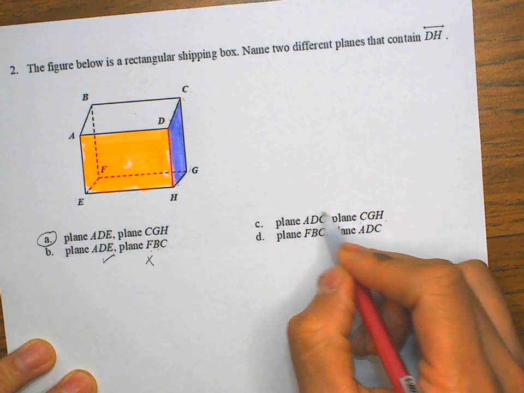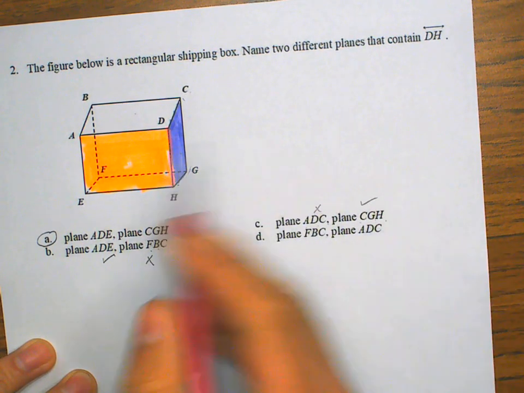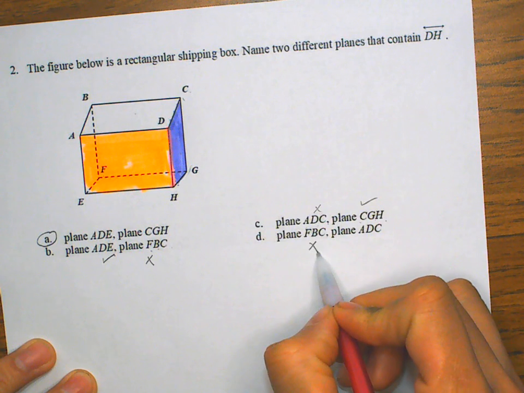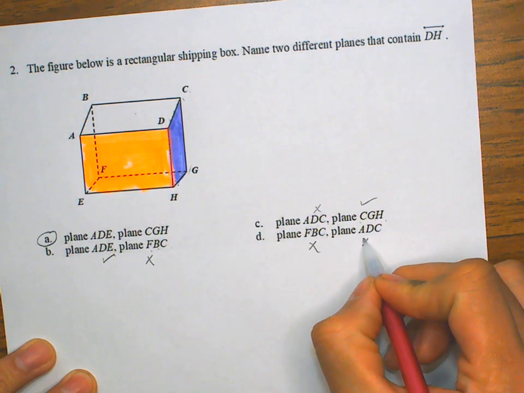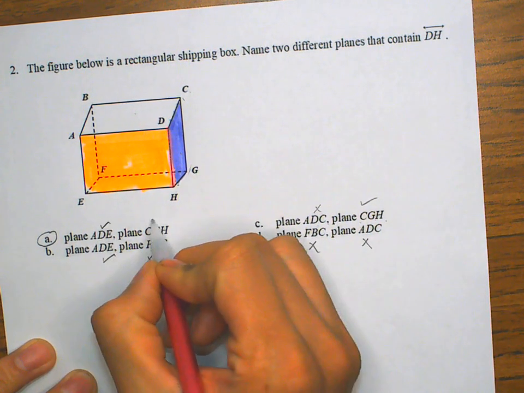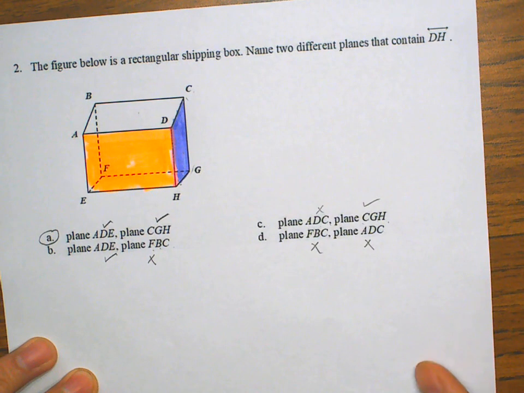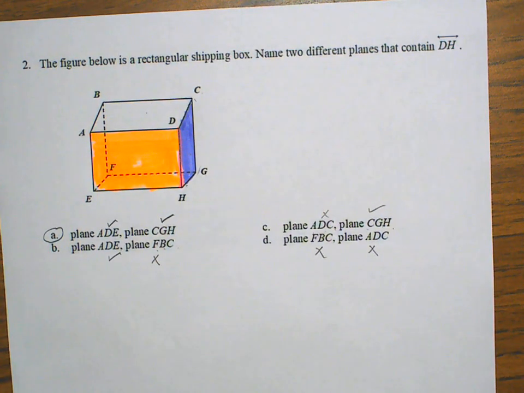So this one will not work, but this one will. FBC, we already know that doesn't work, and ADC, we know that doesn't work. So the only ones that work are these two. So that's example number 2. Let's look at example number 3 now.